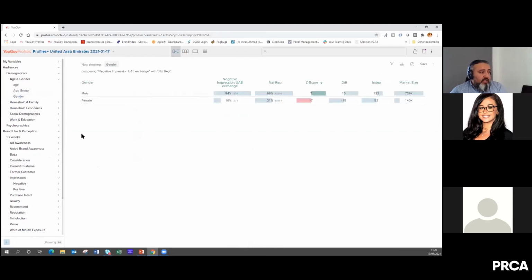So I select gender, for example, and I can see the NatRep audience has a 69% male audience and 31% female. Whereas in this audience, those with a negative impression of UAE Exchange, it's over-indexing on males. 84% of this audience are male. That's a statistically significant difference, as defined by this green box with a Z-score over 2. That's how you interpret this data, and you just go ahead and start exploring all the other data points.